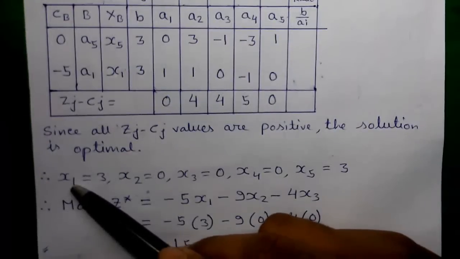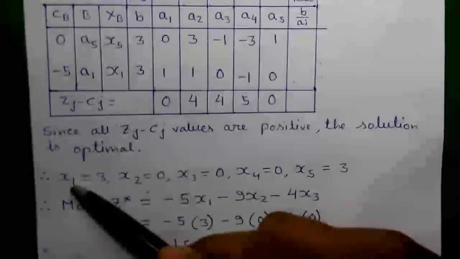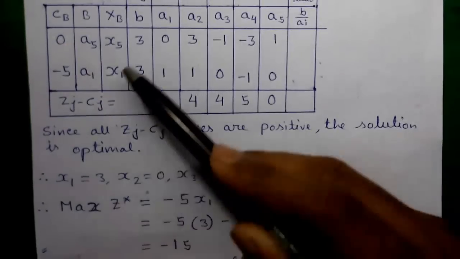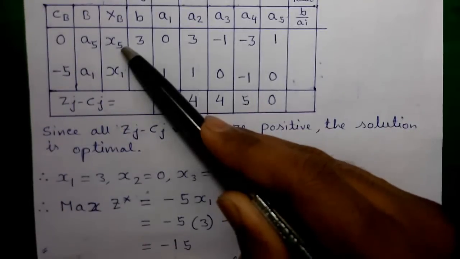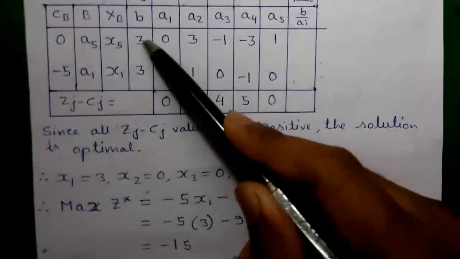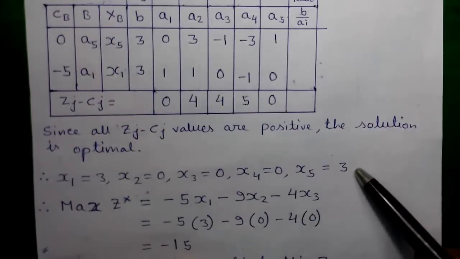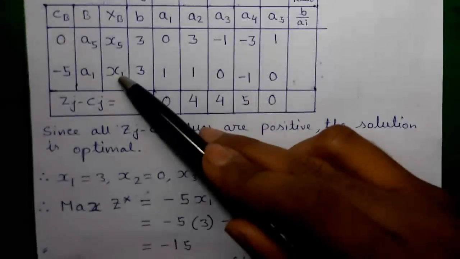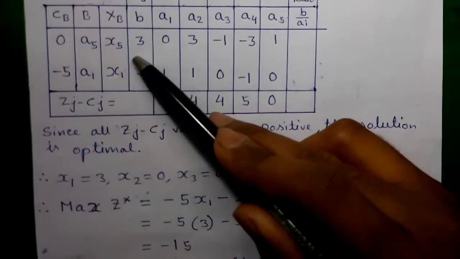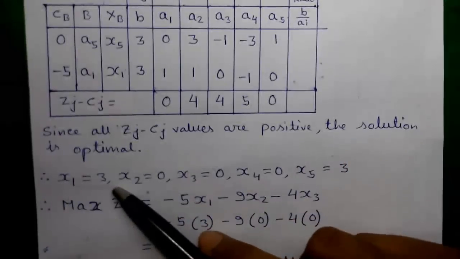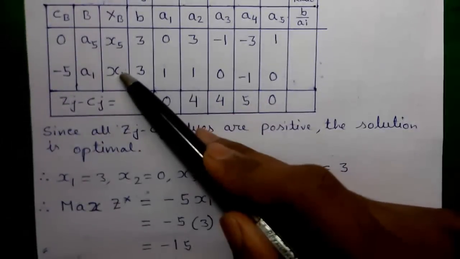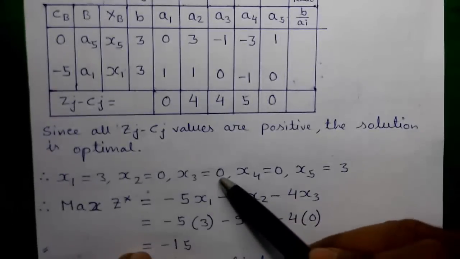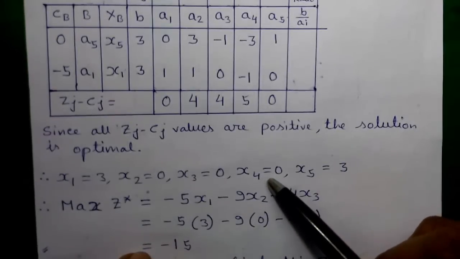And next we have to find out the values for X1, X2, X3, X4 and X5, and that we will get from the B column. So X5 is present in the table. So the value for X5 we will get from the B column, that is plus 3. So X5 equals plus 3. And X1 is also present, and the value for X1 is plus 3. That is written here. And X2, X3 and X4 are not present in the simplex table. So their values will be taken as 0. So X2 equals 0, X3 equals 0 and X4 equals 0.